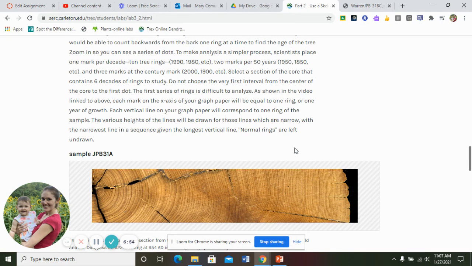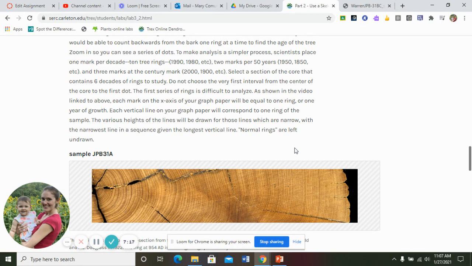Select a section of the core that contains 6 decades of the ring to study. Do not choose the very first interval from the center of the core to the first dot. The first series of rings is difficult to analyze. As shown in the video linked to above, each mark of the x-axis on your graph paper will be equal to 1 ring, or 1 year of growth.